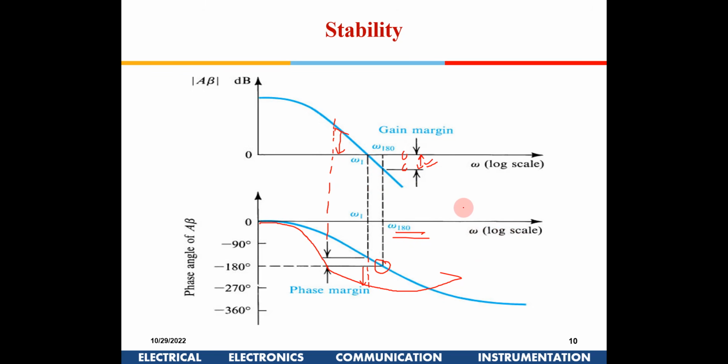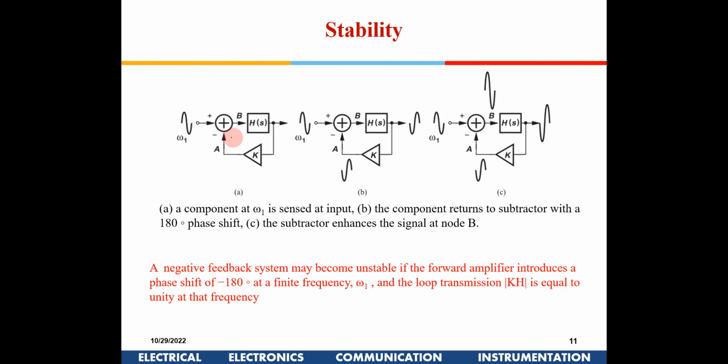But it may go to 270 also, right? For example, yes. I think I'll show one next diagram, and things will be clear there. Like here, this is a signal. So this will be a situation when it has not made a 180 degree phase shift.